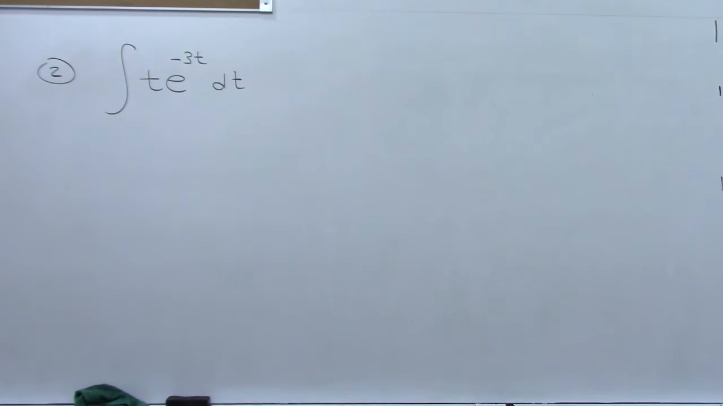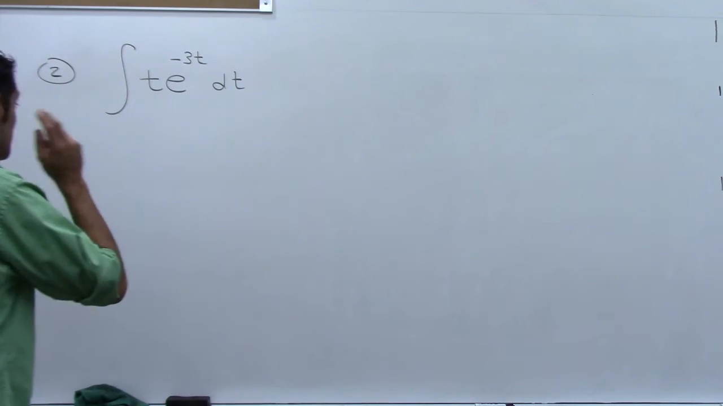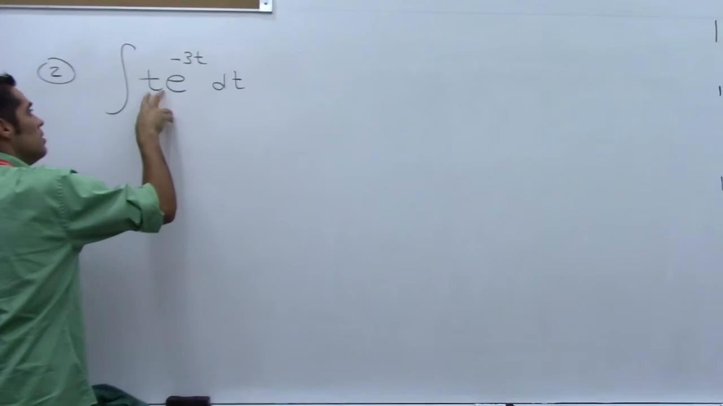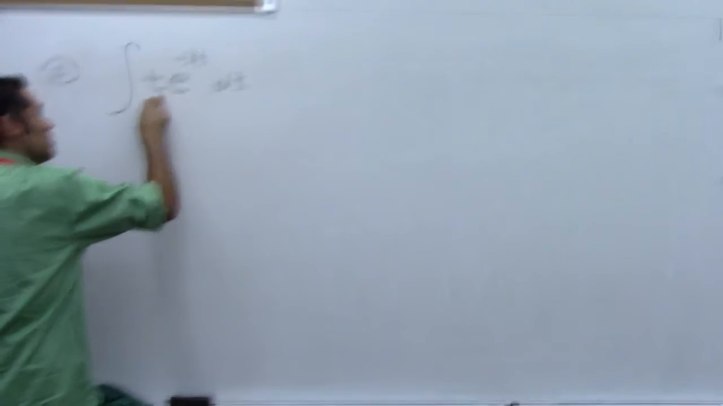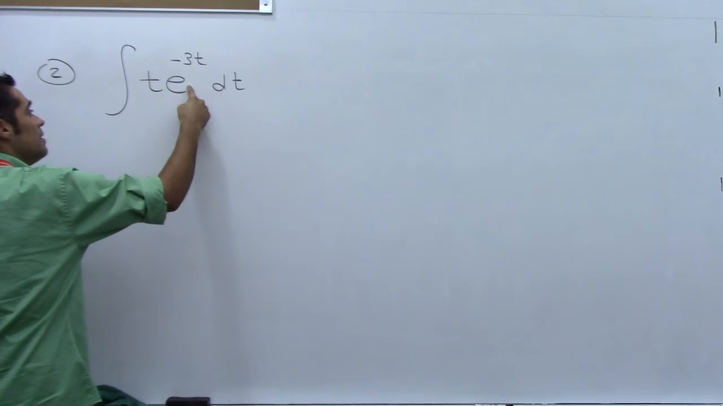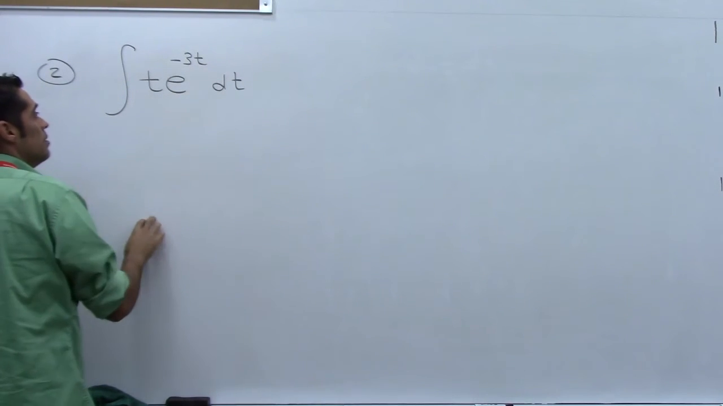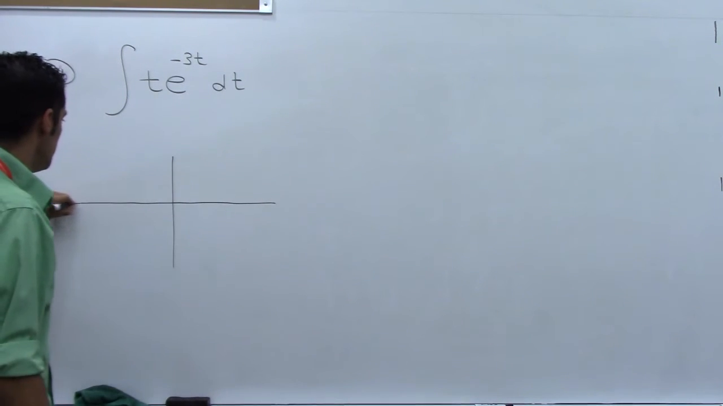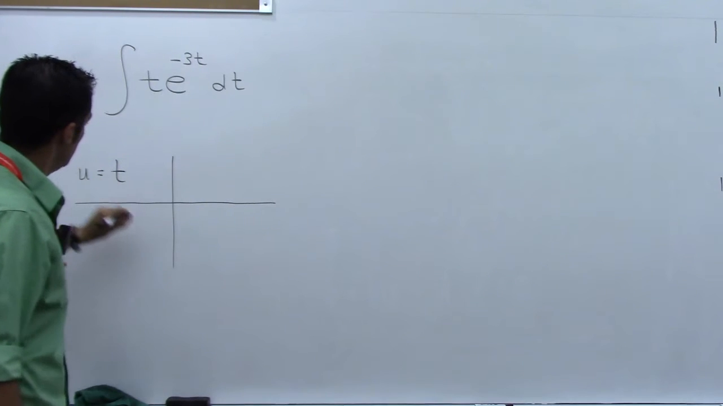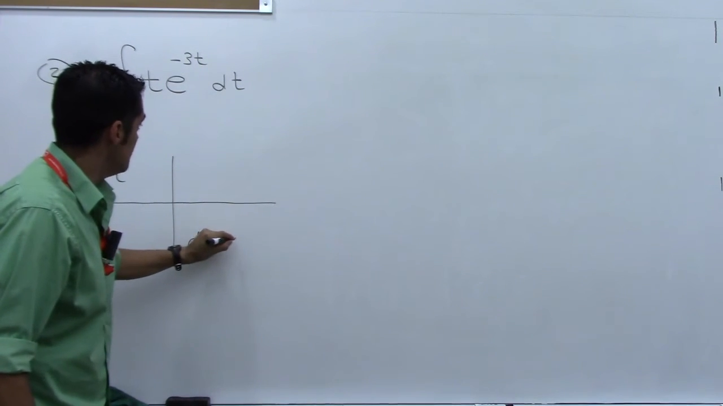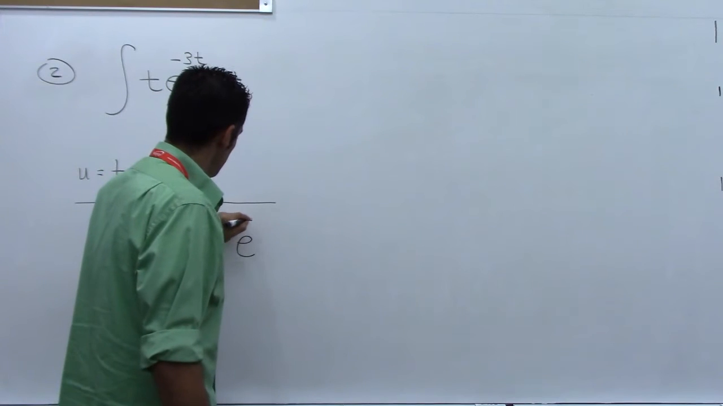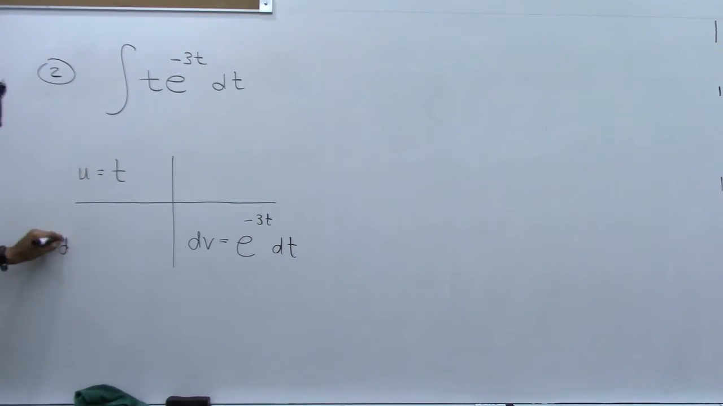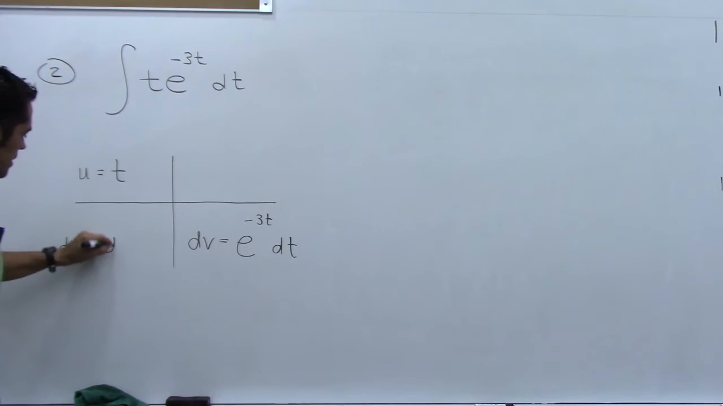So again, we're going to have to do some sort of substitution. So which one of these gets better if I take the derivative? So derivative of t would just be 1. So that's actually going to get really nice in the new integral. The antiderivative of this, I should be able to handle. So let me try that as my choice here. u is t. dv is the entire thing that's left, e to the negative 3t dt. And then du is just 1 dt.